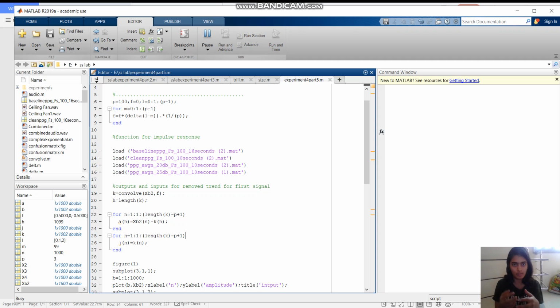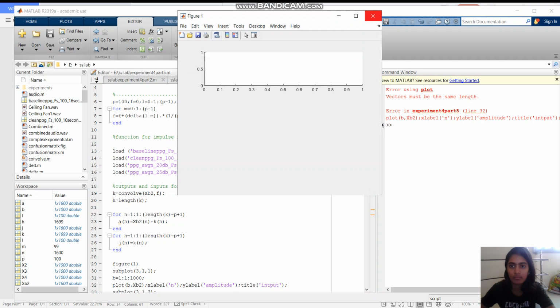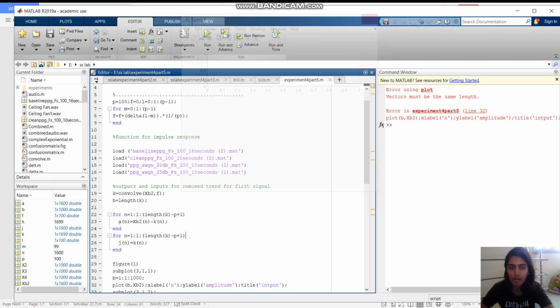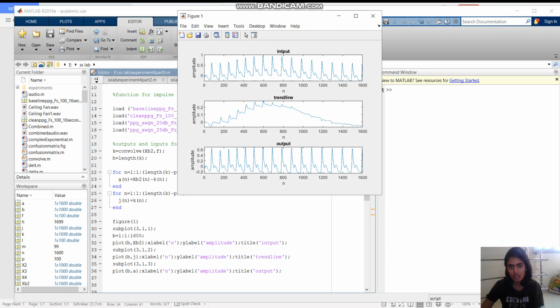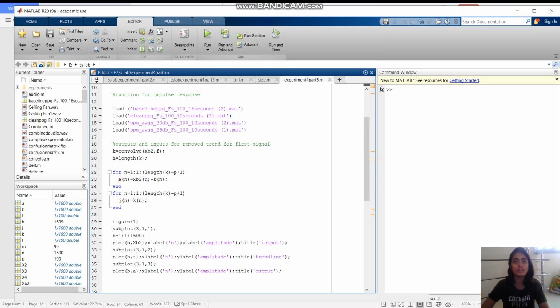So when we remove it, we get the output. The length of the system is 1600 and I've given 1000, so it's showing an error. But see, the input signal is of length 1600. Now I found the output of system 2 for m equal to 100, and then I've removed this from the input and I've got the output without the baseline wander. And so we can do it for the other systems by just changing the name of this matrix here.